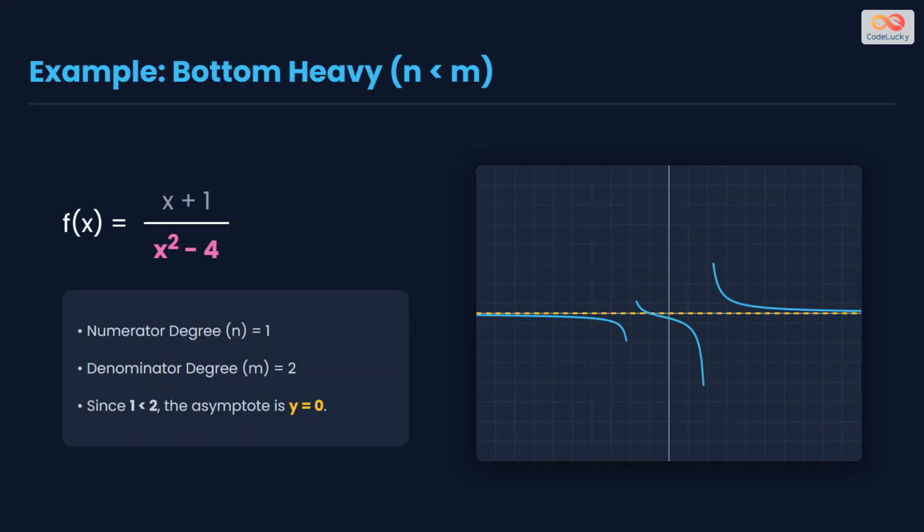Here is an example. We have (x + 1) / (x² − 4). The degree on top is 1, and the degree on the bottom is 2. Since 1 is less than 2, the horizontal asymptote is simply the line y = 0, which is the x-axis.